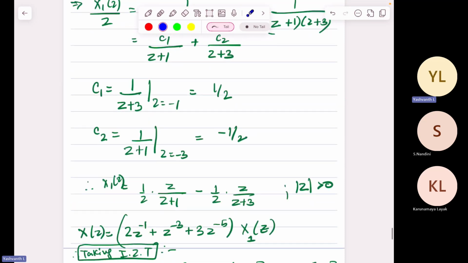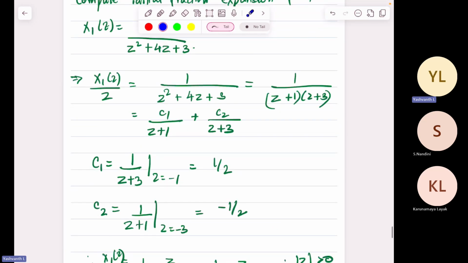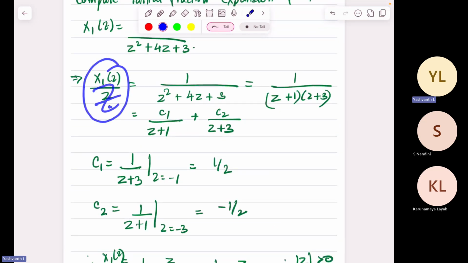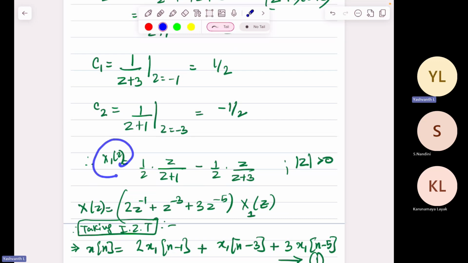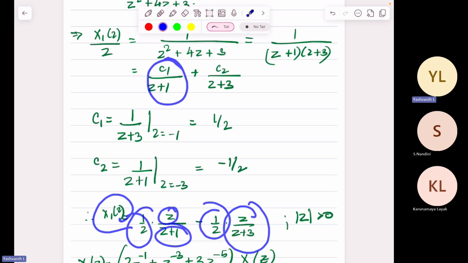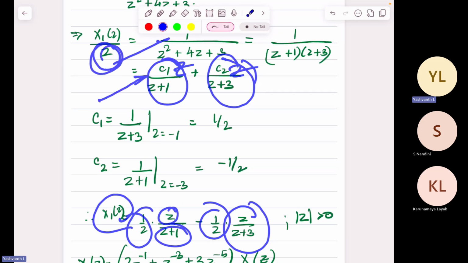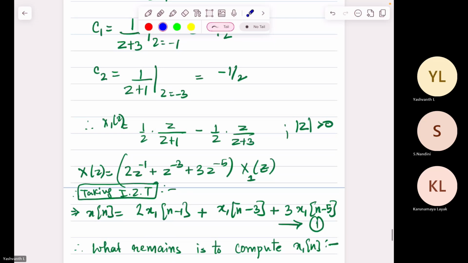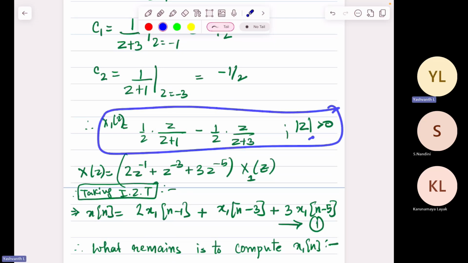Fine. Therefore, your x1 of z is nothing but half times z by z plus 1. See, I did this for x1 of z by z. Now take this z back to the RHS. So it becomes x1 of z is equal to z by z plus 1 into half minus z by z plus 3 into minus half. That is c1 by z plus 1 plus c2 by z plus 3, but you multiply z on both sides because you brought the z from the denominator to the right hand side, with ROC mod z greater than 0.